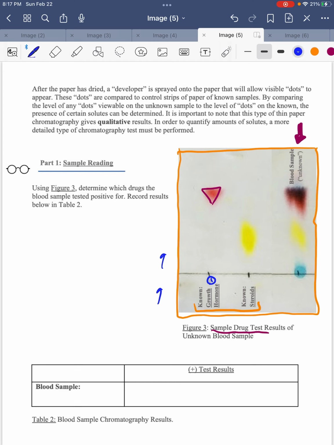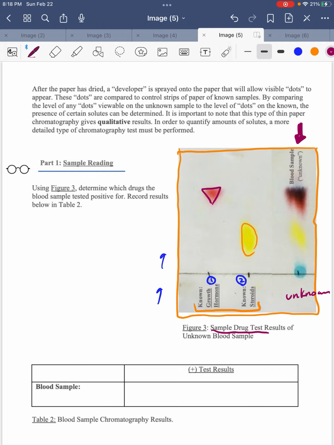Then we have our second known. So we purposely have growth hormone put on the paper, and it shows as that red dot. Our second known would be anabolic steroids. It's going to show as this yellow dot. So those are our knowns. Over here is our unknown.